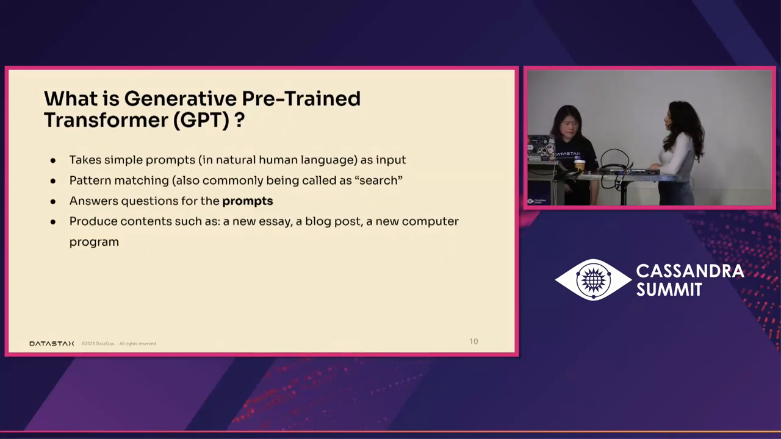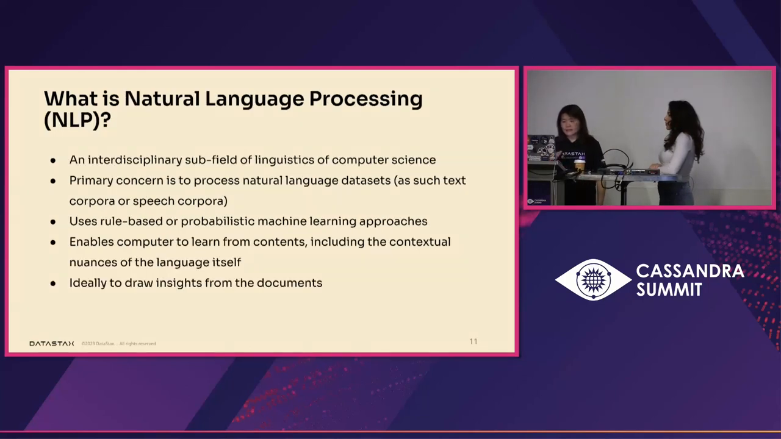Okay, so that's that. And then GPT. ChatGPT deals more with chat text, as input, as prompts. GPT stands for Generative Pre-trained Transformer. It takes simple prompts in human language format as input. What it does behind the scenes is a lot of pattern matching, called similarity searches. Then it answers questions for the prompts and produces creative content: writing essays, writing code, designing a dress, or writing a blog post. Now let's get into NLP too.